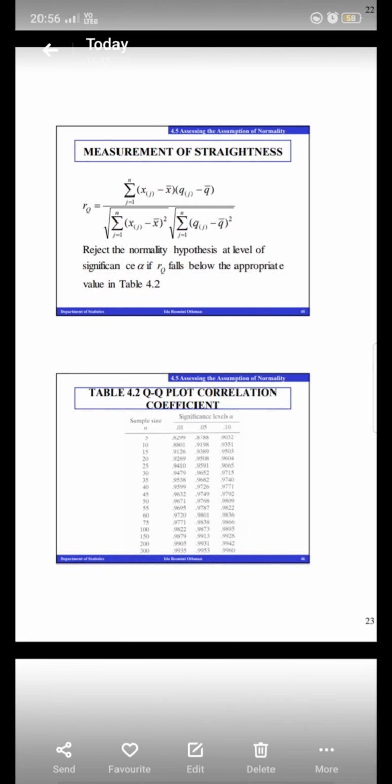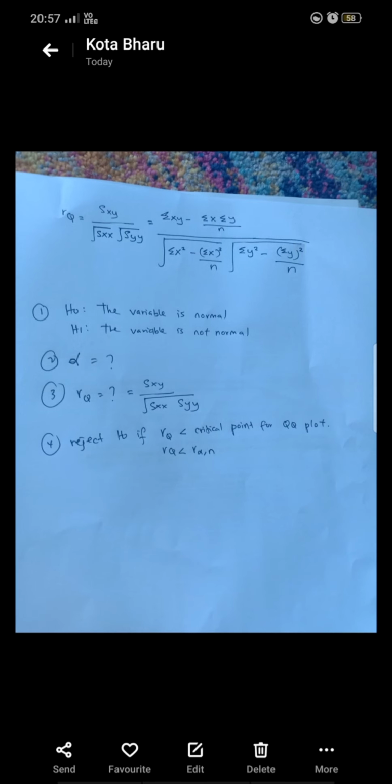Okay, the next one adalah we are using the testing. We are using the correlation coefficient for the QQ plot. Okay. Okay, tadi graphical, so sekarang gunakan test. Bila gunakan test, so mestilah ada hypothesis. Ada H0, ada H1. Okay. So I tunjuk sikit. Mana ni? Okay, here.